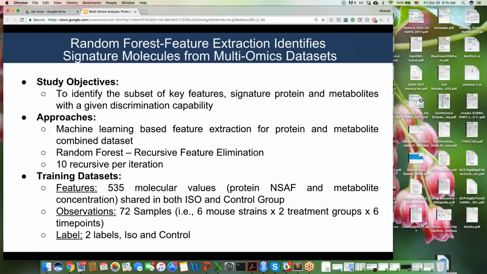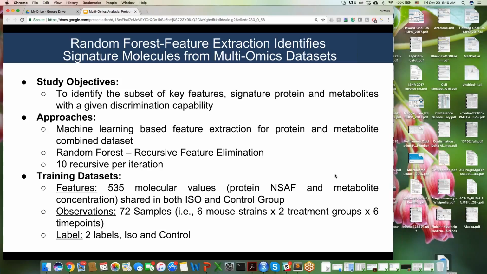We use training data sets for the feature extraction. We use 535 molecular values, including protein abundance values and metabolite concentration values that are shared in both ISO and control groups. We have 72 observations. That is 6 mouse strains, 2 treatment groups, and 6 time points. And we have 2 labels, which are ISO and control.